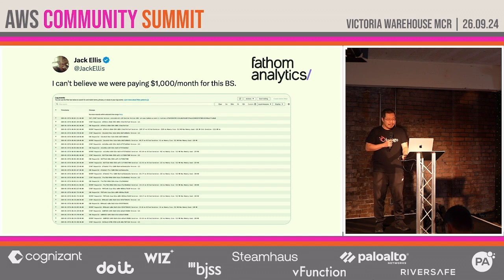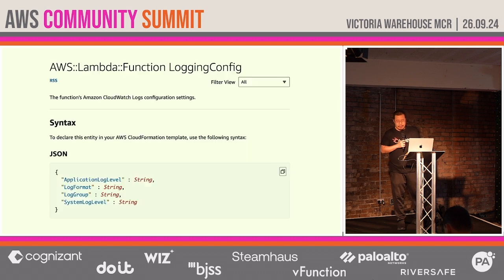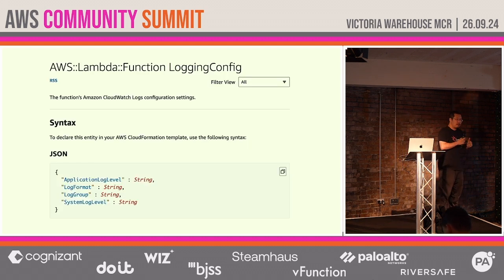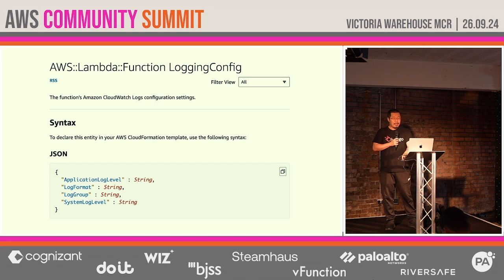So nowadays, luckily, you've got advanced logging controls, which were announced at the last re:Invent. It's supported by CloudFormation. So when you set up a Lambda function, whether it's with CDK or whatever framework you use, you can set what is called a function logging config setting, which contains two important things for you to do here.